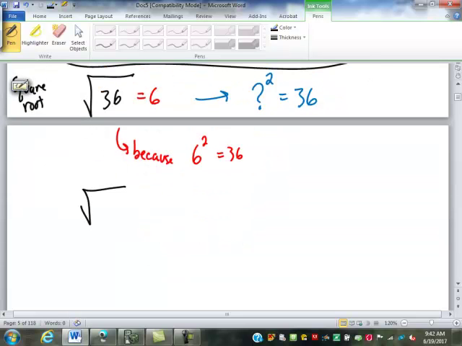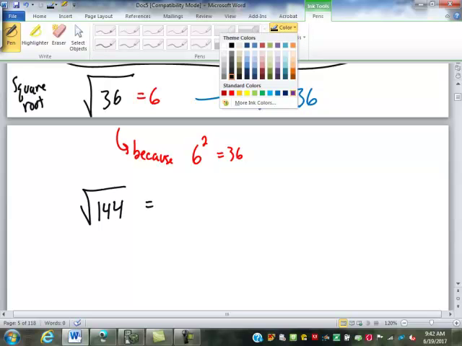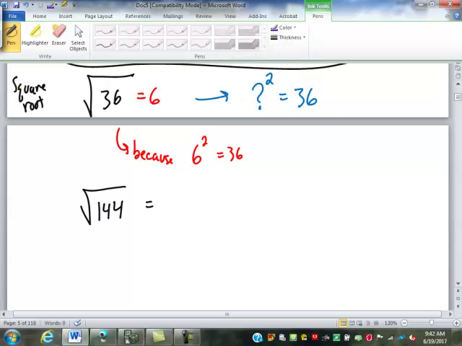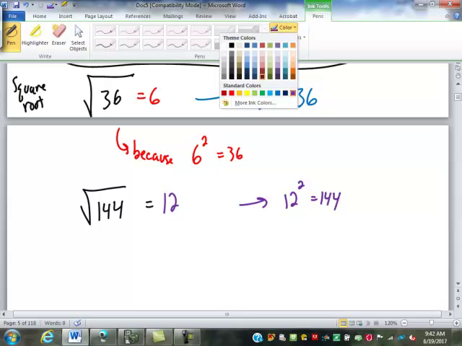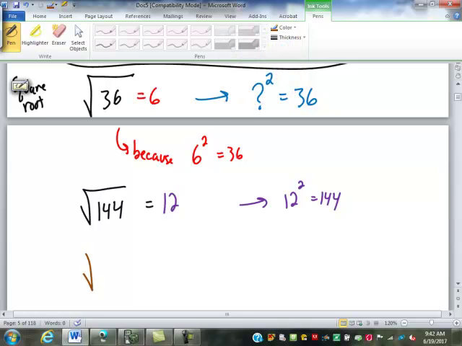Likewise, the square root of 144 is going to be 12. Again, because 12 squared equals 144. So then what would be the square root of negative 25?